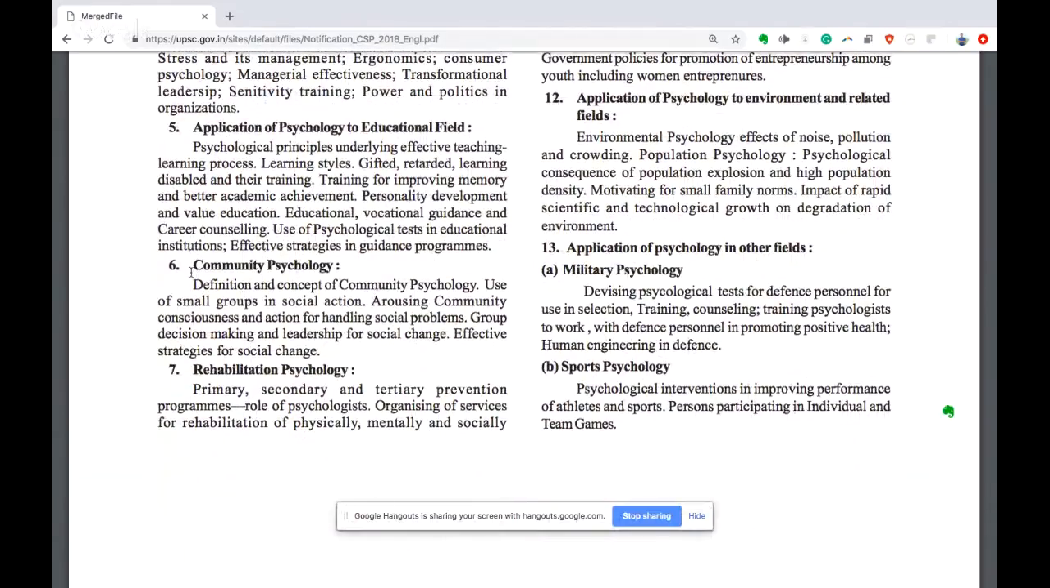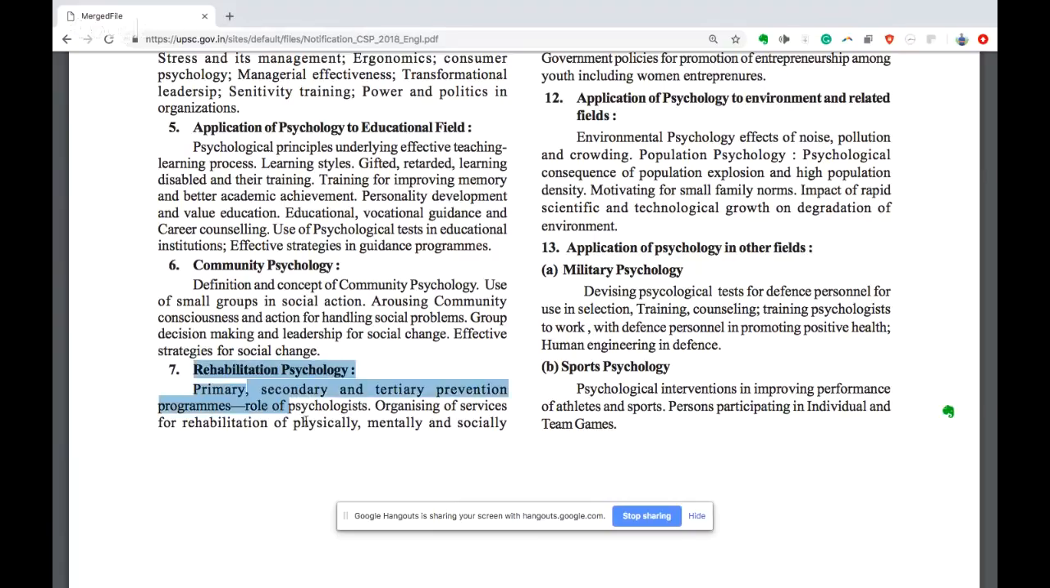Then there's community psychology, for example, social problems, and how small groups in action can bring about social change. For example, you must have seen the movie Swades. How does Shah Rukh Khan alone bring a change in the mindset of the community? We don't realize it, but when you study psychology, you will get to know the psychological principles the protagonist of that story uses to bring about social change. So those things we'll study here.